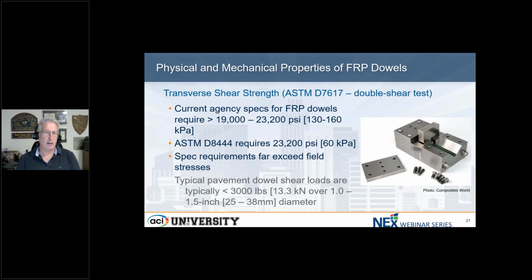And current specs for FRP dowels typically require, depending on whose spec you're looking at, between 19,000 and 23,200 PSI. ASTM D844 requires that higher number. I want to point out this is really not a critical test for performance in the field, because typical shear loads in a dowel bar and a pavement are less than 3,000 pounds. A lot of times they're less than 2,000 pounds, particularly for the larger bars there. And if you look at the stresses that result, you're going to be looking probably at less than 5,000 PSI. So we're way below these limits. It's not really important from a behavioral standpoint in the field. It's just for the quality of the bar.